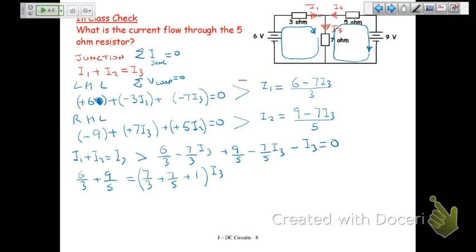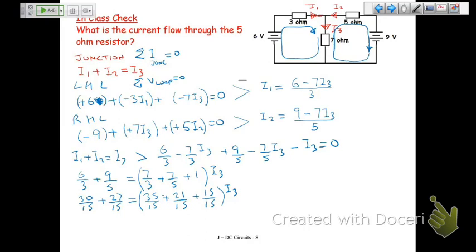So let's have a look. Let's do it the fractional way, because anybody can do it using the calculator way. So that's going to be 3 and 5 makes 15. So that would be 5 times 6 is 30 over 15. And this would be 3 9s are 27, 27 over 15. Cross multiplying, yeah. And then for this one, the common denominator is 15. So that would be 35 over 15 plus 21 over 15 plus 15 over 15 I3.